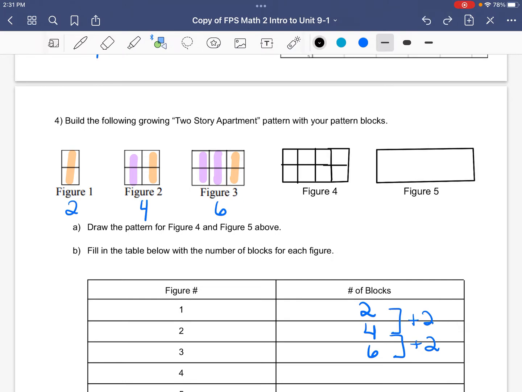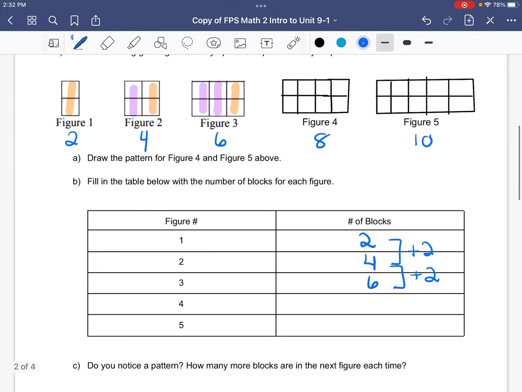So 1, 2, 3, 4, 5. And we really have 10. And we can see that this makes a lot of sense. This will not only continue our pattern visually, but it will also finish our pattern numerically. So tables can be super helpful to notice patterns. Pictures can be helpful to notice patterns. So, do we notice a pattern?